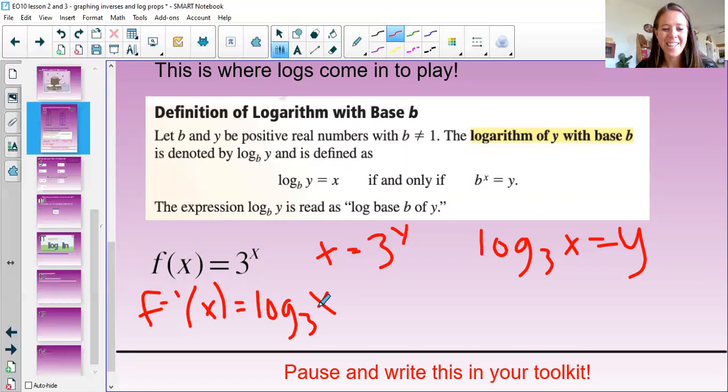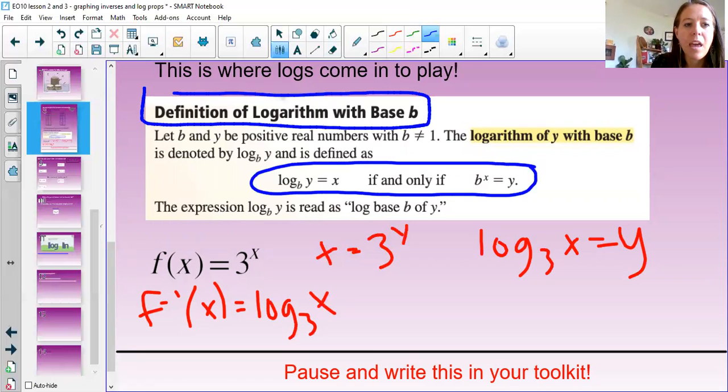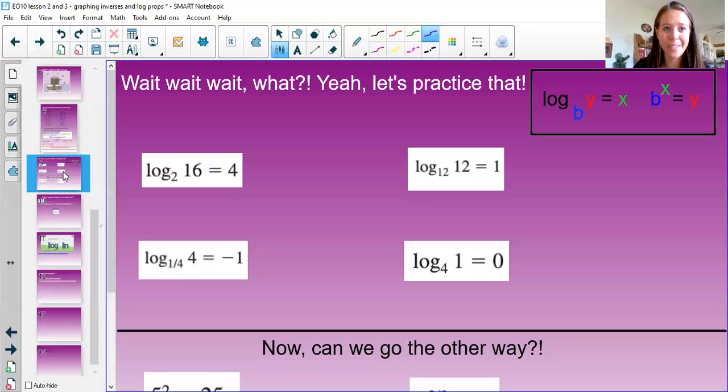Pretty cool, right? I want you to pause and write this in your toolkit. And really the main thing I want you to write down is this, with maybe this as your title. And if you need to jot this down so that you know how to say those things, do so. Okay, so pause and we'll come back together. Okay, now that you've got that, you might be saying, wait, Miss L, what in the world? Can we practice that? So let's do that.